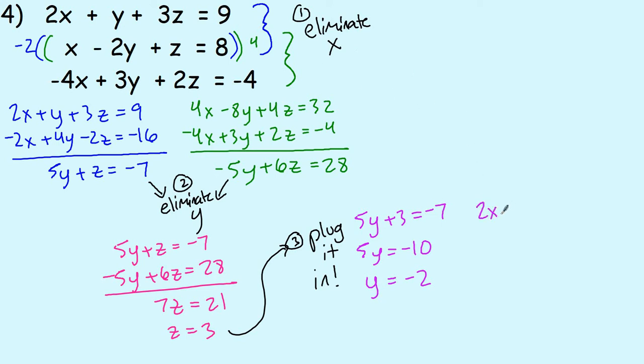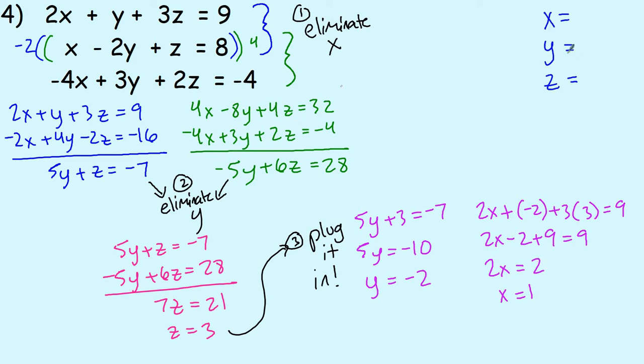So 2x plus y times negative 2. What am I doing? Multiplying. Substituting. That's what I get for trying to rush. So 2x minus 2 plus 9 equals 9. So 2x equals 2, x equals 1.